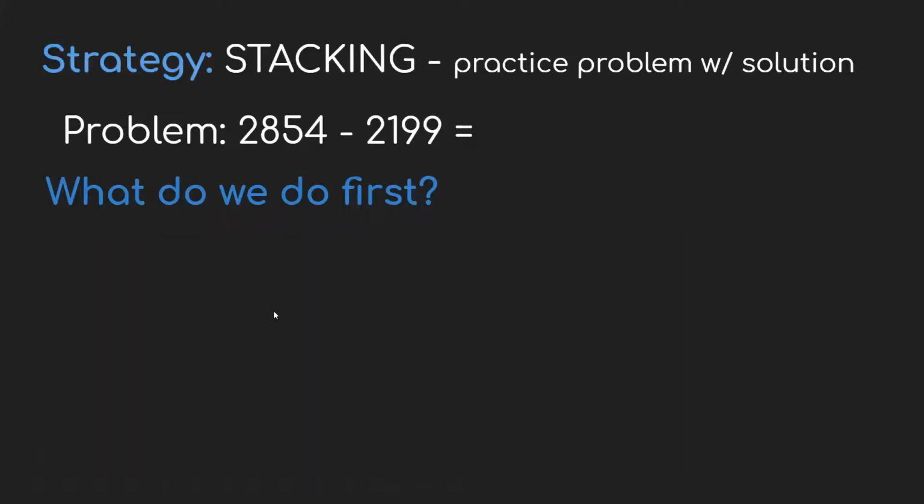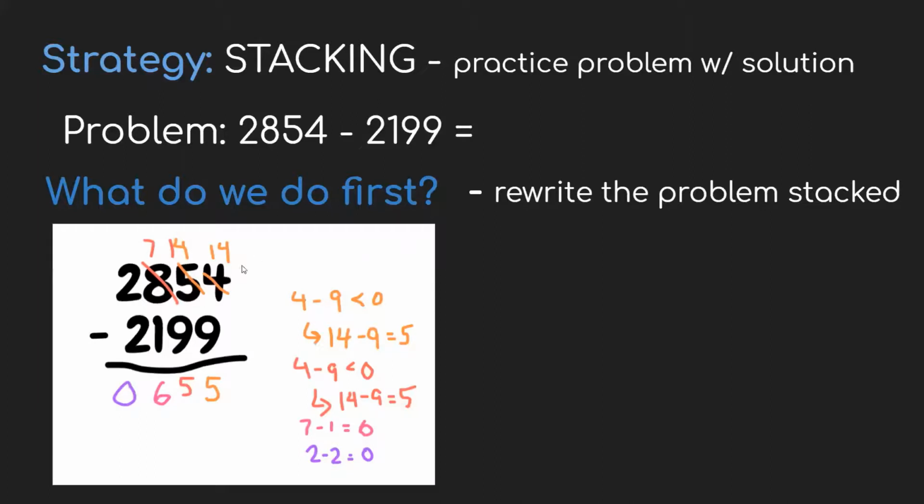Let's do another problem. Pause this video to see if you can do it on your own first. So what do we do first? Once again, we're going to rewrite the problem stacked, right? And then after we rewrite the problem stacked, we're going to subtract down starting from the right side. So we start with 4 minus 9, but that's less than 0, so we're going to have to borrow 1, and it'll become 14 minus 9, which is equal to 5.